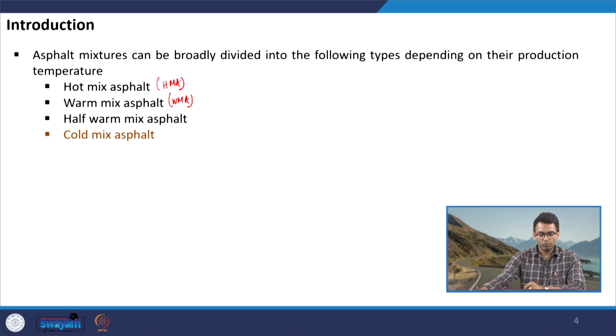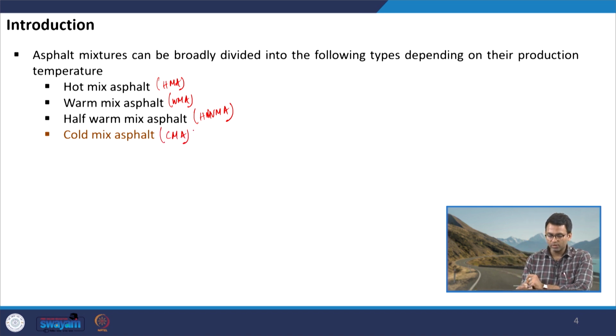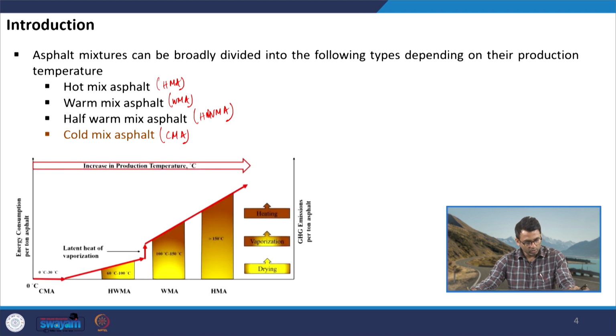Then we have half warm mix asphalt, which is not very popular, but is a mixture which can be produced at temperatures typically lower than 100 degrees Celsius. So, they are denoted as HWMA. And finally, we have cold mix asphalt or CMA, which will be our topic of discussion today, and cold mix asphalt can be prepared at temperatures somewhere between 0 to 30 or 40 degrees Celsius.